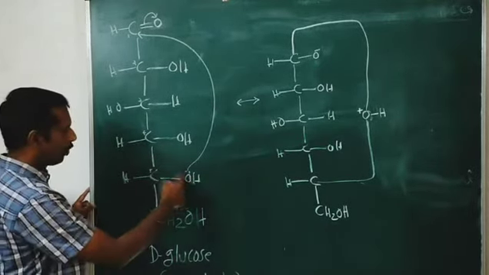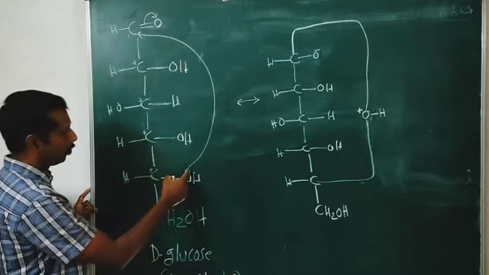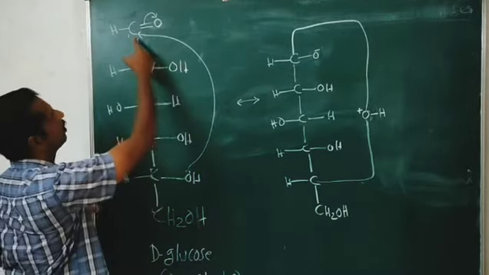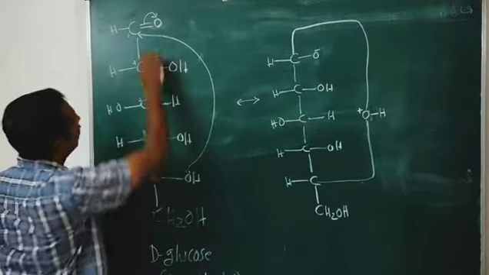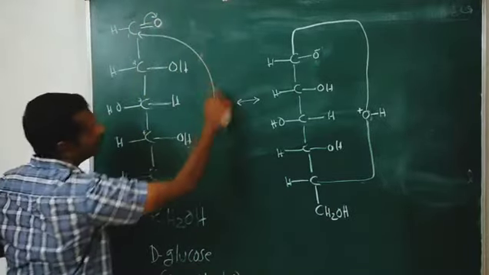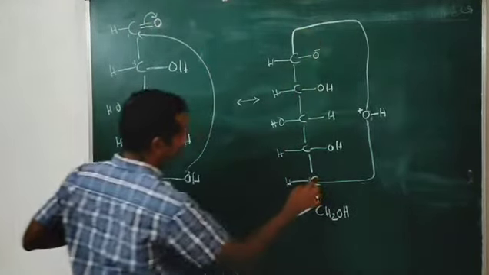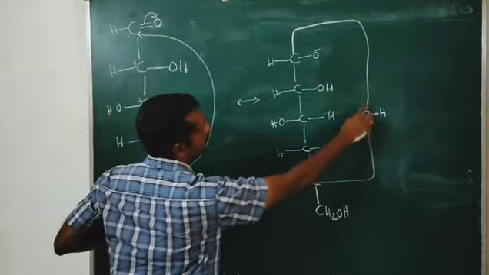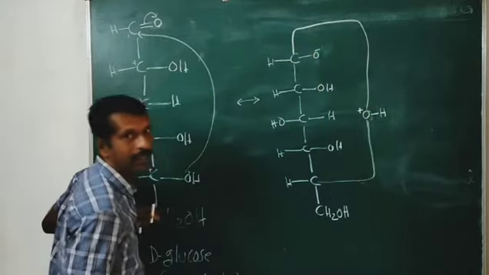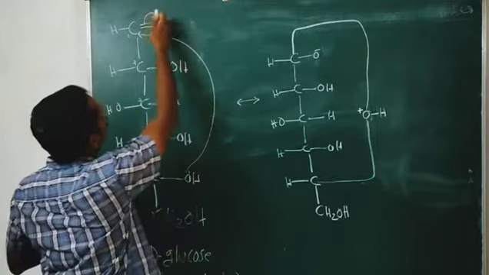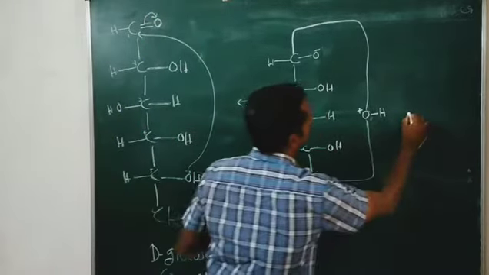The OH group on the fifth carbon, this lone pair of electrons is attacking this carbon. So I am writing that bond like this. That means this OH group is attacking, and you are making a structure like this, and this bond is shifting. Now in the next step, what will happen?